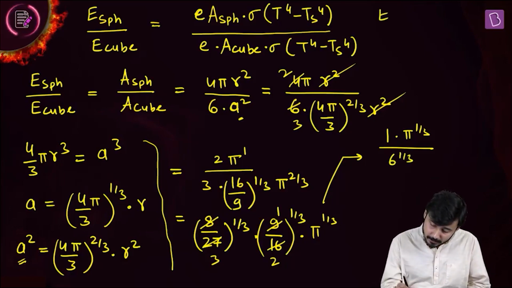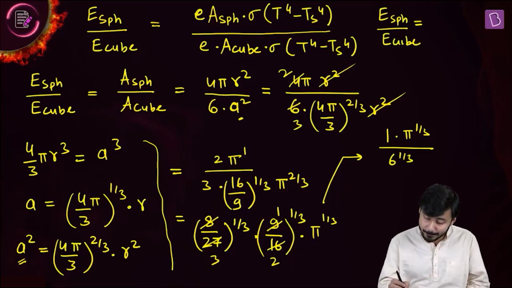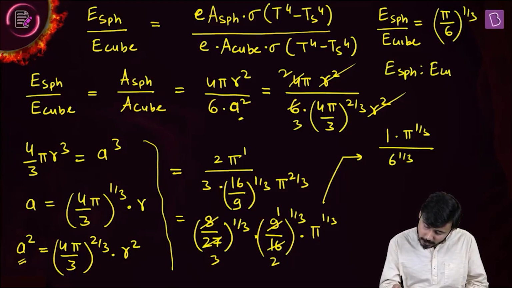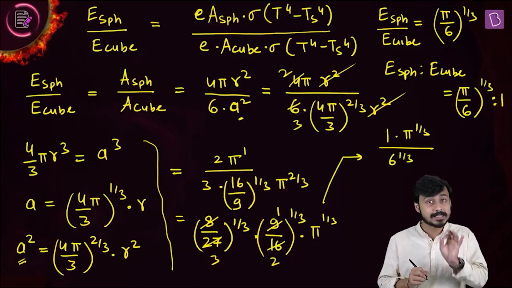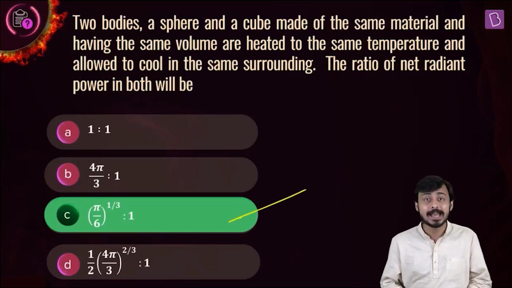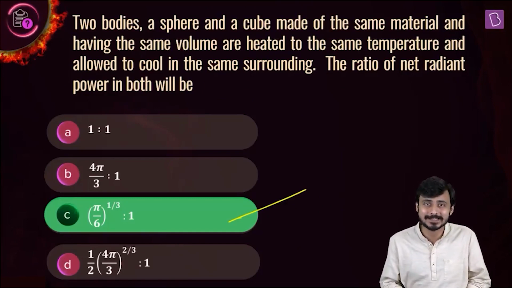So E1 by E2, that is E sphere by E cube, is given by the ratio (pi by 6) power 1 by 3. So E sphere is to E cube, the ratio is equal to (pi by 6) power 1 by 3 ratio 1. Let's look at the options. (Pi by 6) power 1 by 3 ratio 1, that is option C, and that will be my correct option in this case.